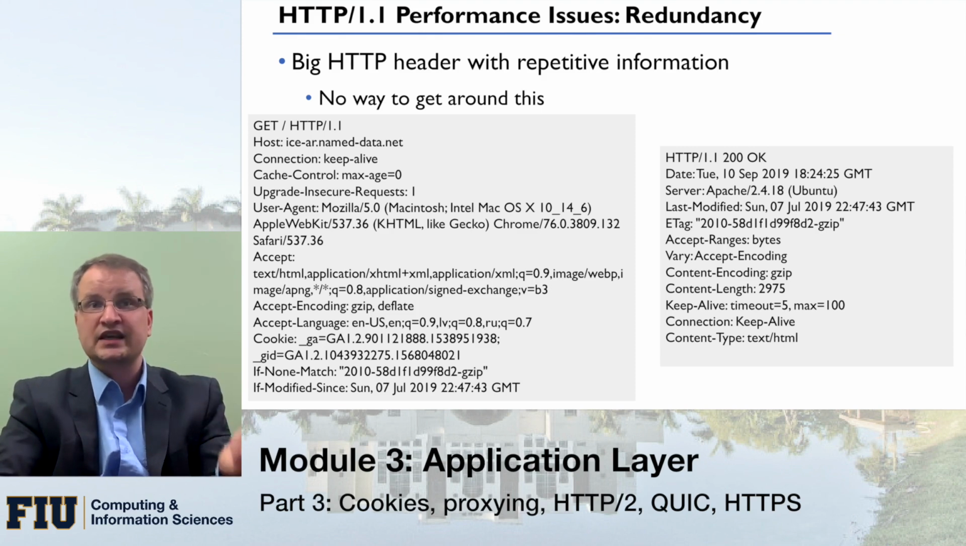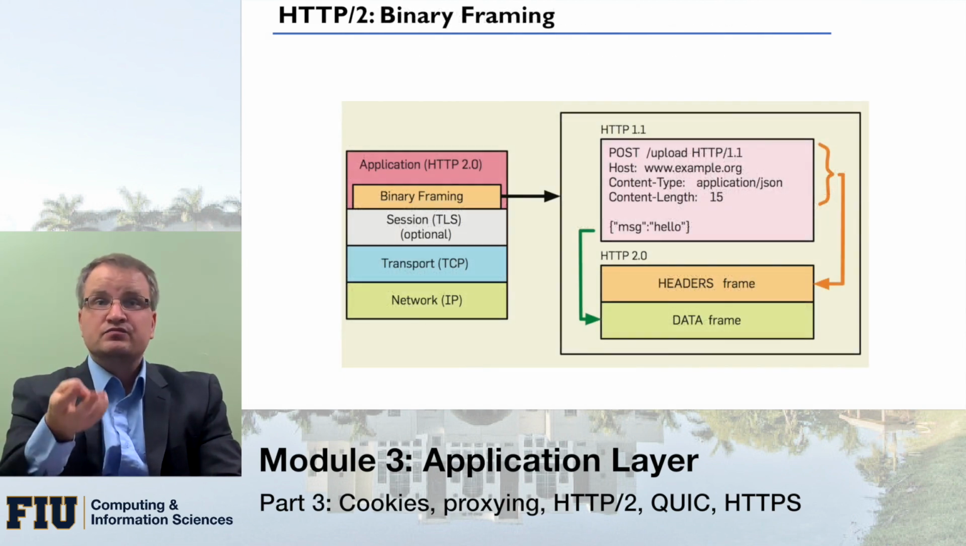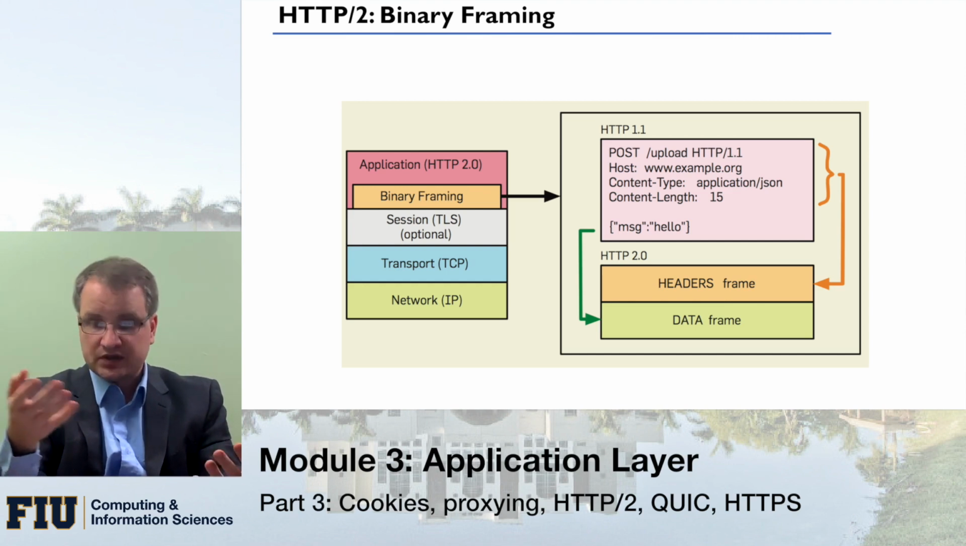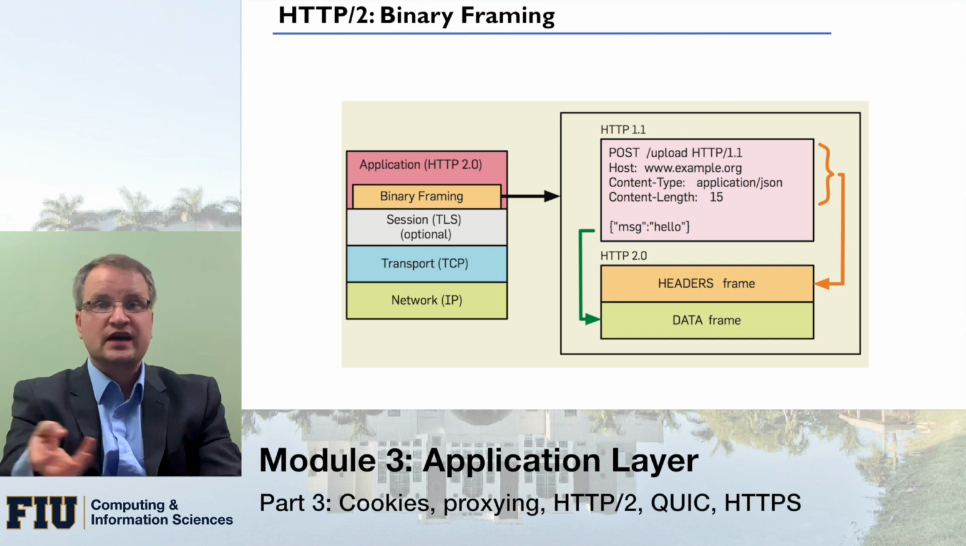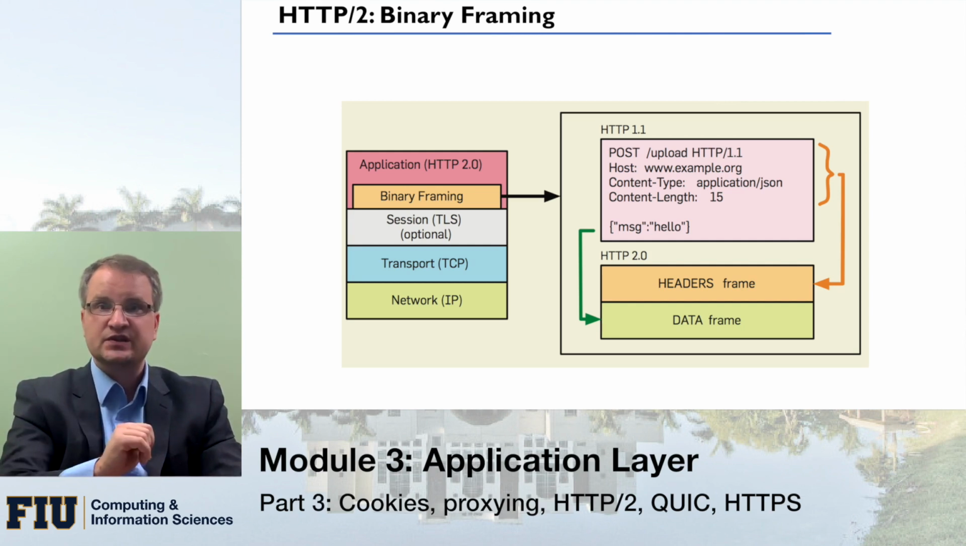So HTTP 2 tried to address this part. What HTTP 2 decided to introduce is simply binary framing. So instead of doing this standard POST or GET request using human readable ASCII text, it did some form of binary encoding of the headers. It's a very different way of representing the same request.